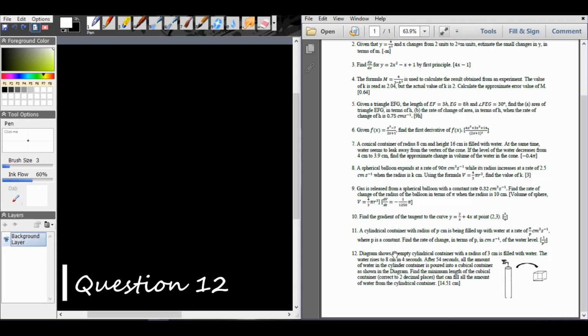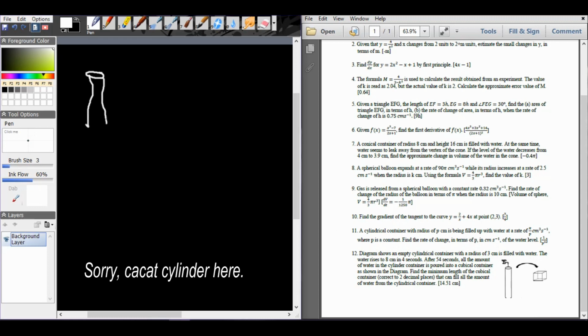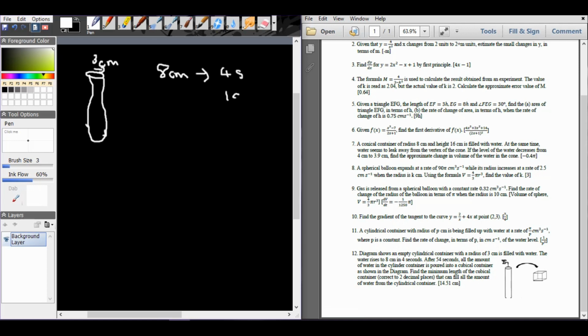12. Diagram shows an empty cylindrical container with a radius of 3 cm is filled with water. So we have a cylinder with radius of 3 cm. The water rises to 8 cm in 4 seconds. So 8 cm in 4 seconds. That means in 1 second, the height of the water level rises 2 cm. So this is dH/dt equals 2 cm per second. The height of water level increases 2 cm per second.